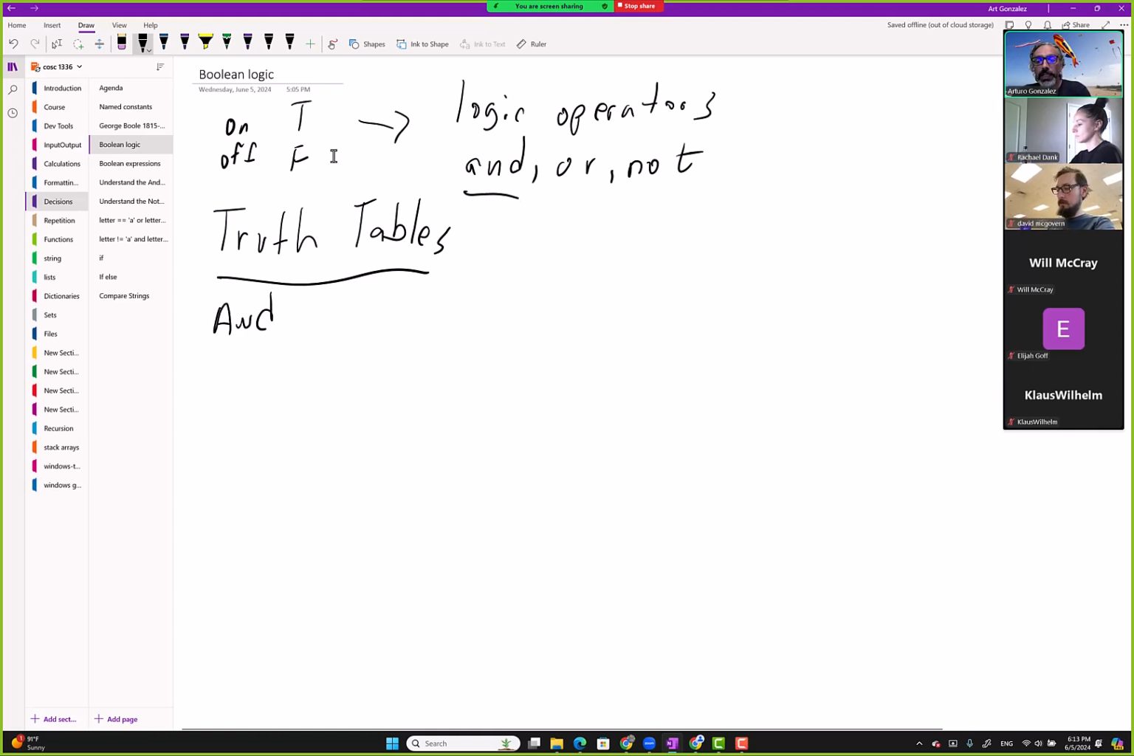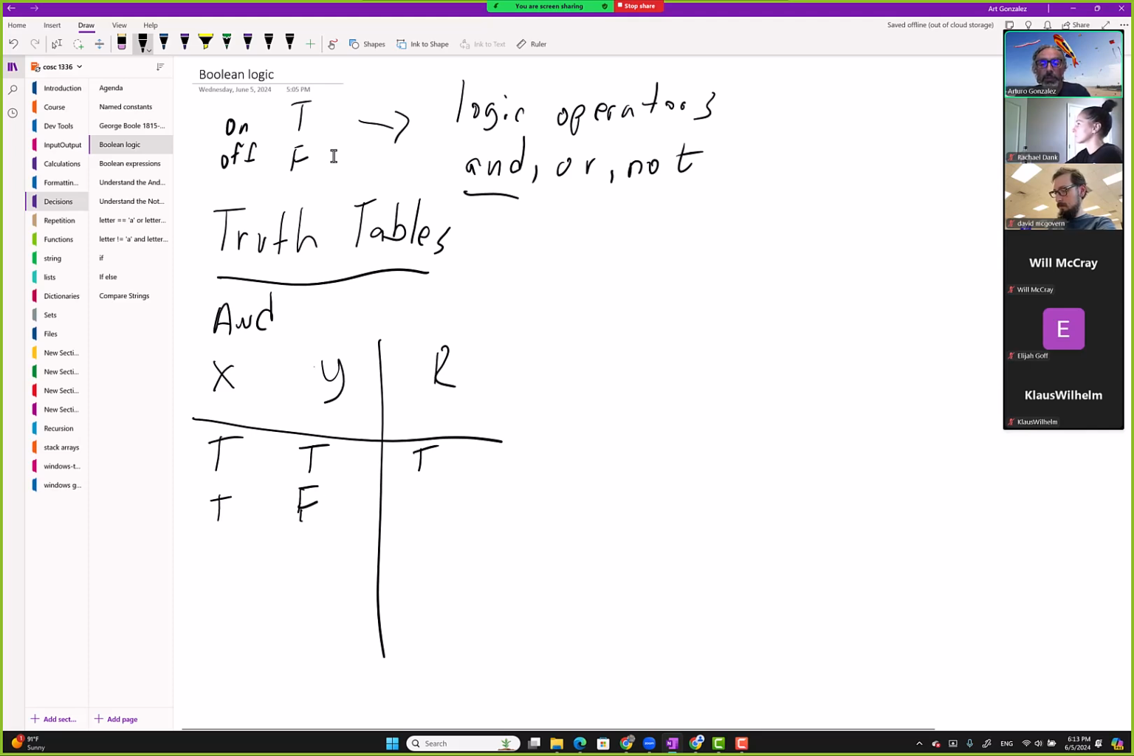So with AND, Mr. Boole said that if x, y, then we would have some result, okay? So if x was true and y was true, then the result would be true. And if x was true and y was false, then the result would be false. And if x was false and y was true, then the result is false. And if both are false, then the result is false. So that's the AND truth table.